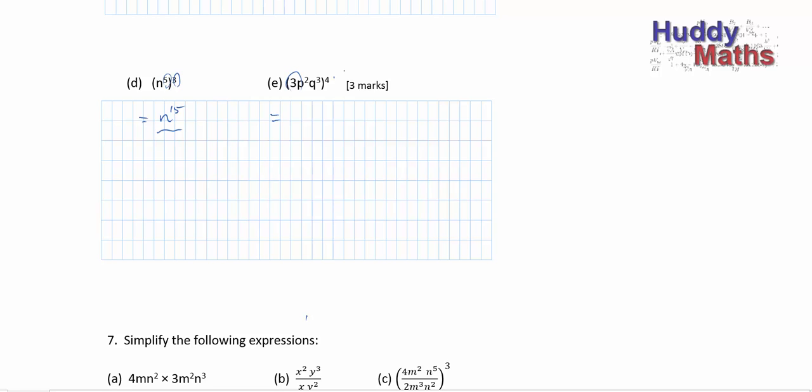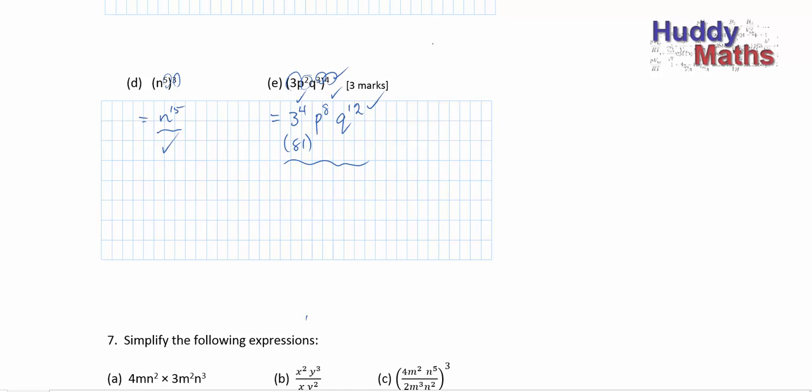3 has to be raised to the 4th. 3 to the 4th. p squared raised to the 4th, you multiply the powers. p to the 8. q cubed to the 4th, multiply powers, q to the 12th. And you could call that 81 if you like. We're not going to require that. But there's 1 mark for that, and here 1 mark for each of the terms because it's harder.